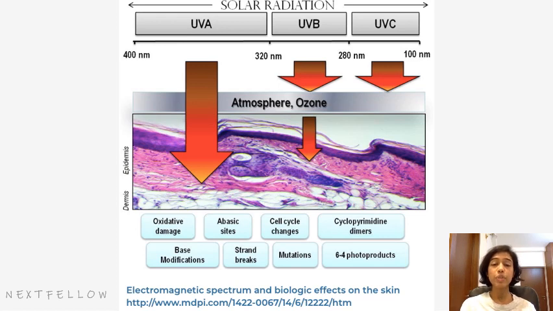UVA is responsible for photoaging, so A for aging, and UVB is responsible for sunburn. So UVB is responsible for sunburn as well as skin cancers. Okay. UVA is more for photo damage and the chronic photoaging changes.